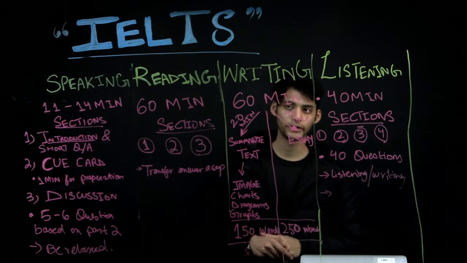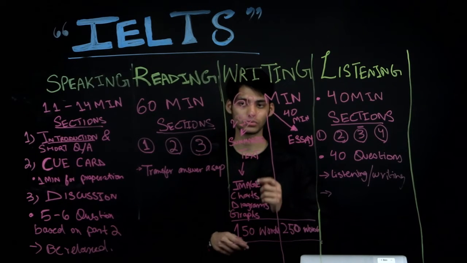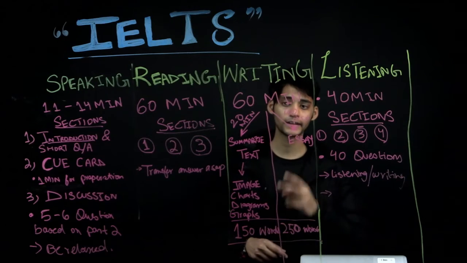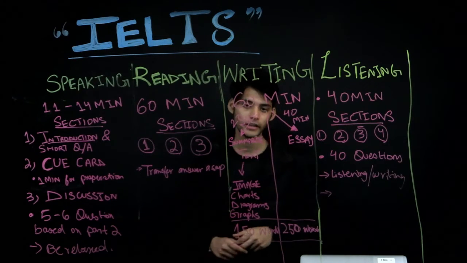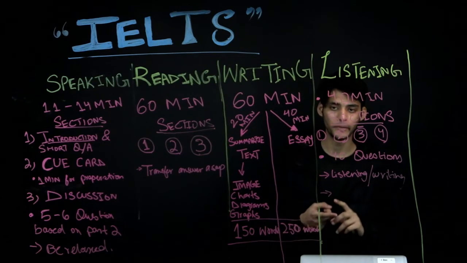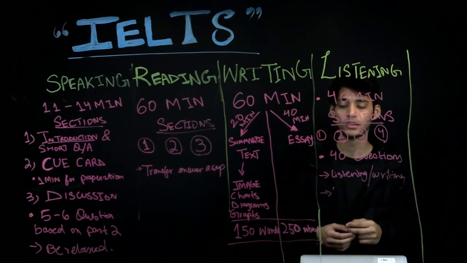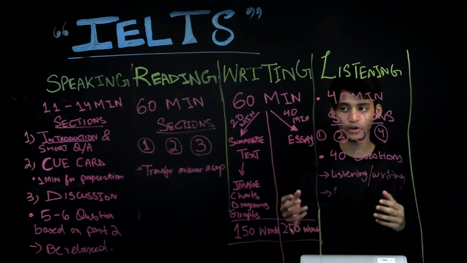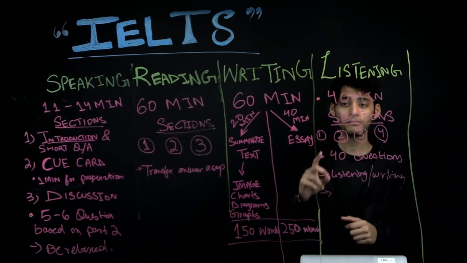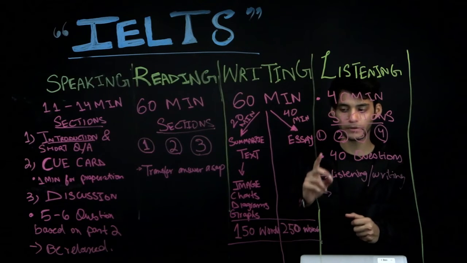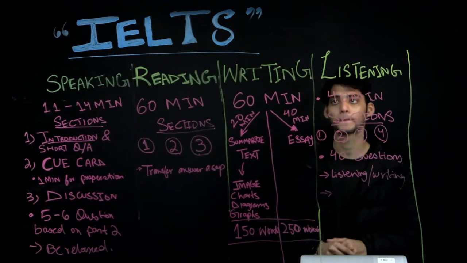The writing component is similar to reading in terms of time because it is also 1 hour. It contains 2 sections. Section 1 is your summary, in which you will be provided with an image, maybe a bar chart, a graph, or maybe a process, and you have to summarize that in your text. The minimum word limit is 150 words. If you write below these words, you'll get a penalty for that.